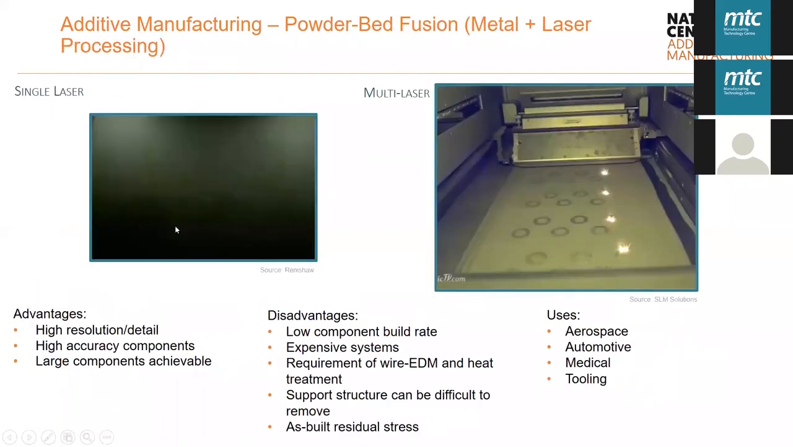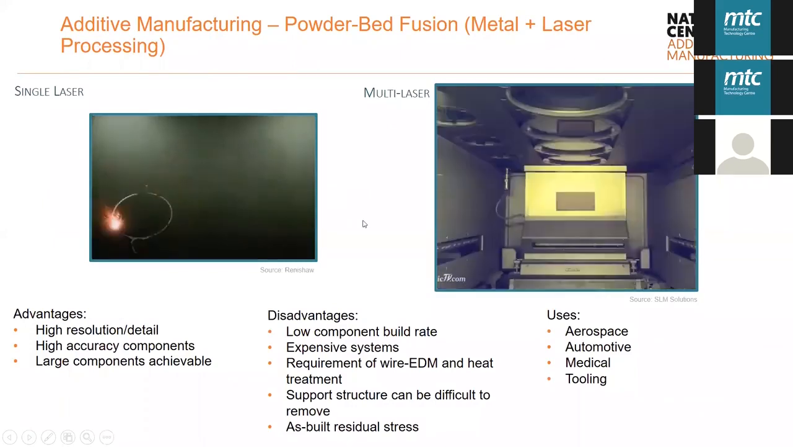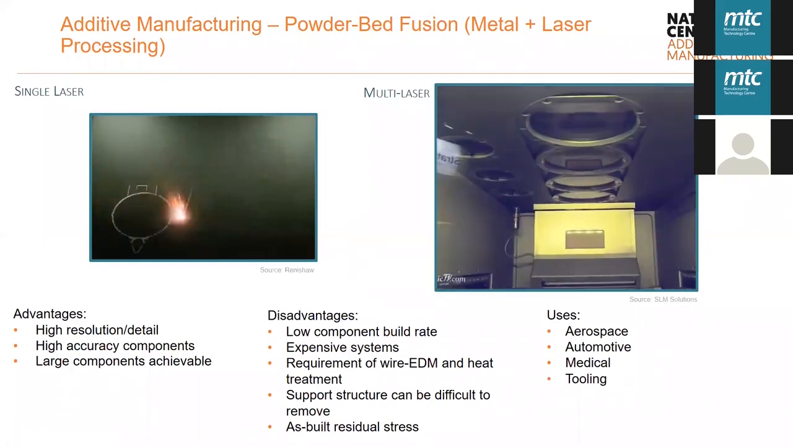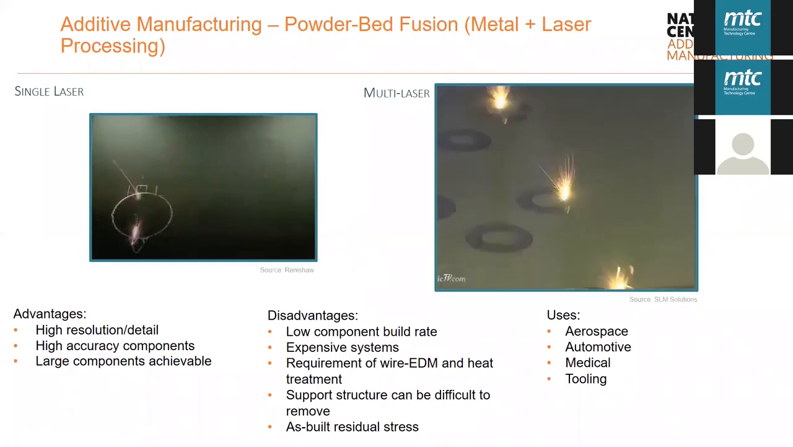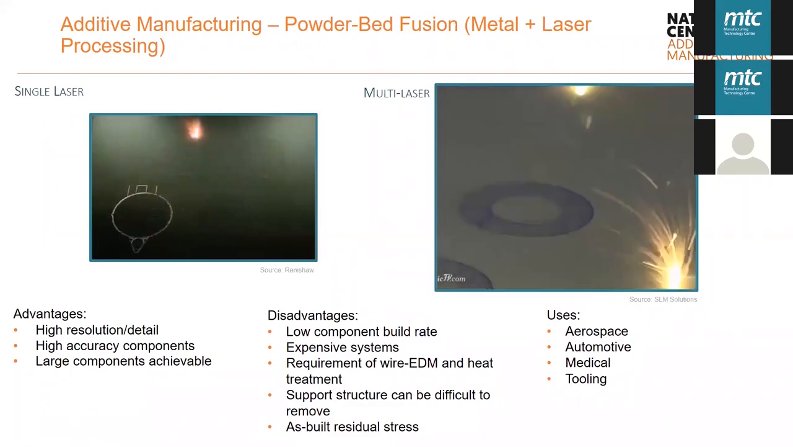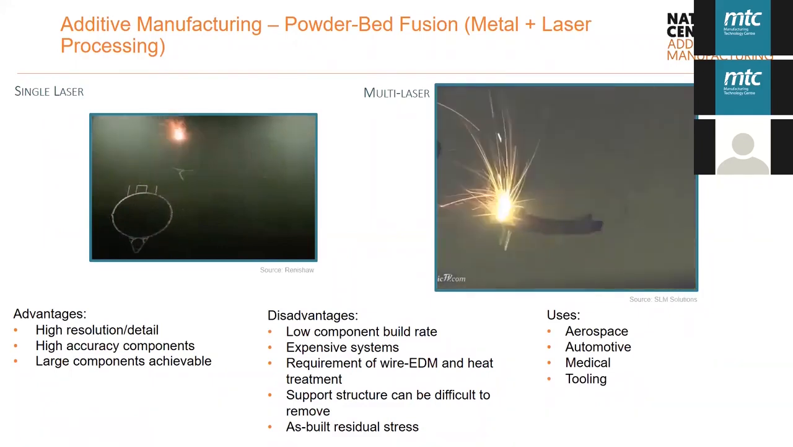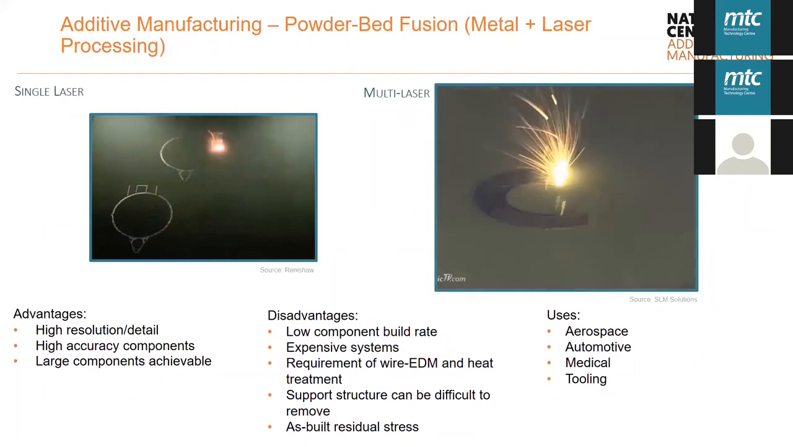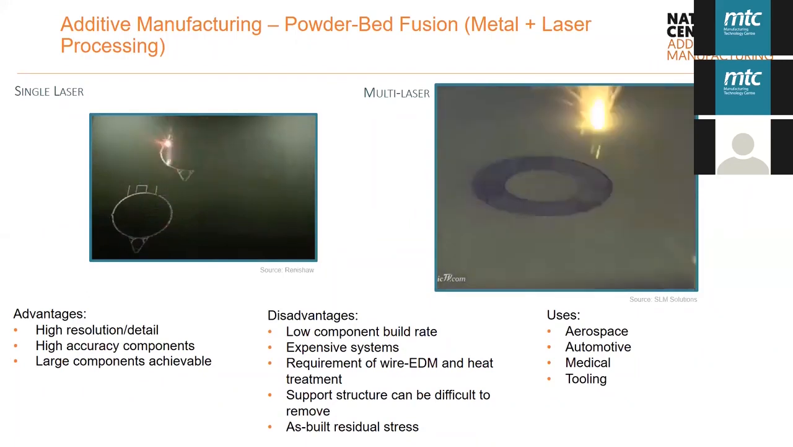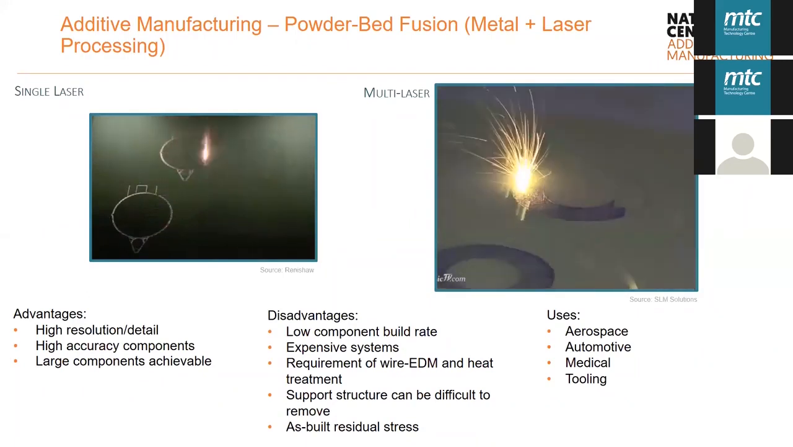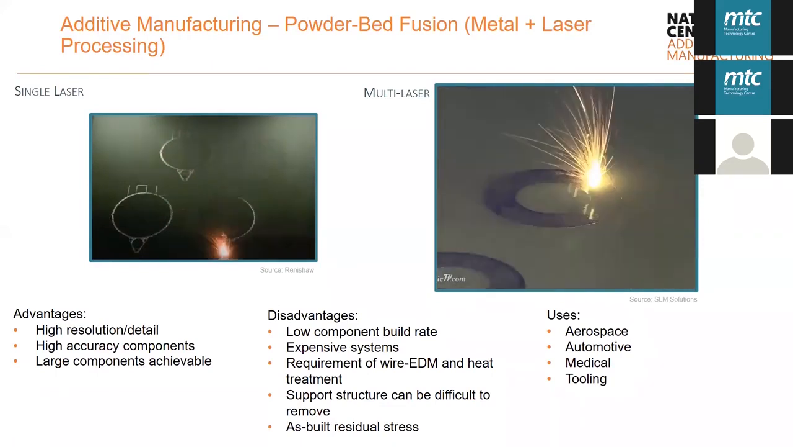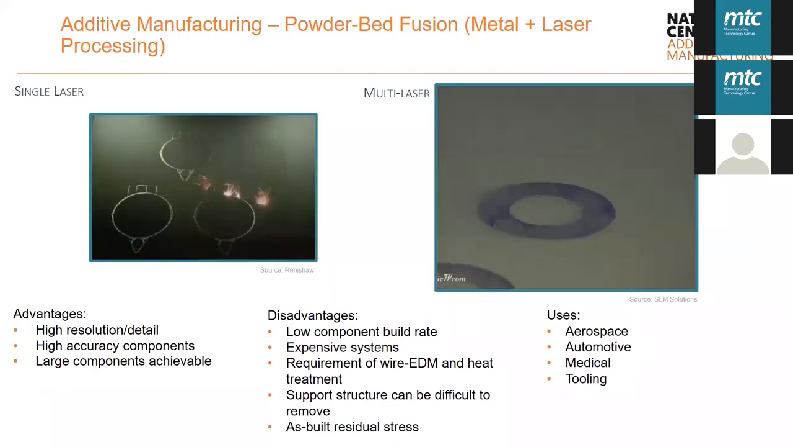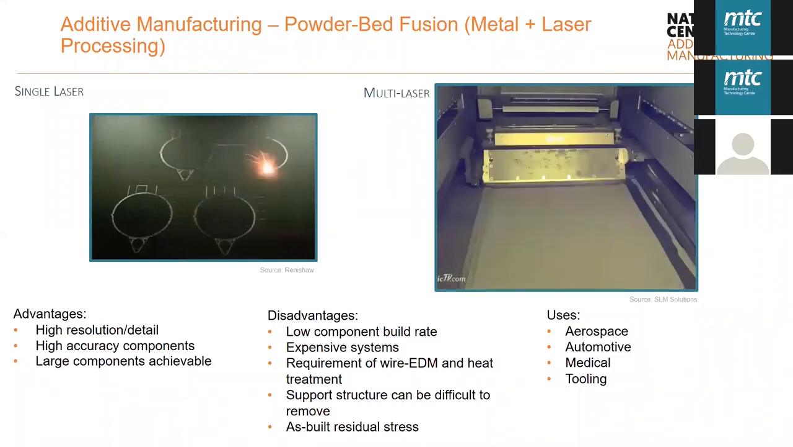So we're going to move on to metal laser powder bed systems. You can see over here on the left a single laser LPBF system, and on the right a multi-laser LPBF system. What are the advantages of these systems? They're very good at manufacturing high resolution, high detail metal components. These components are fairly accurate as well, and you can achieve considerably large components compared to other metal additive manufacturing processes. Some of the disadvantages are potentially build rate, especially with some of the single laser systems.